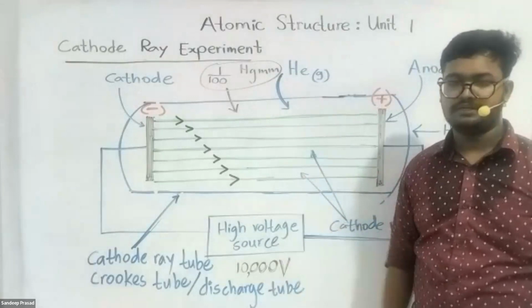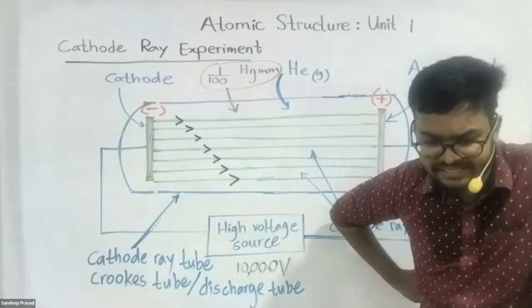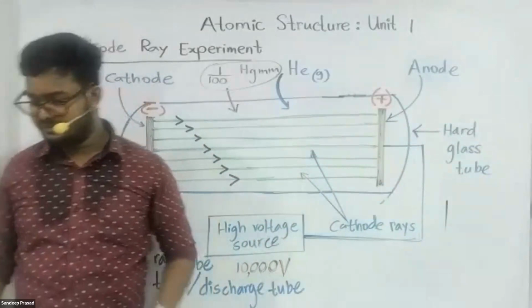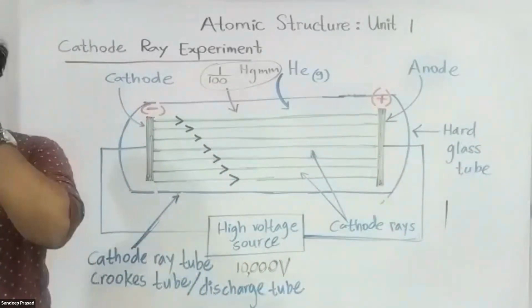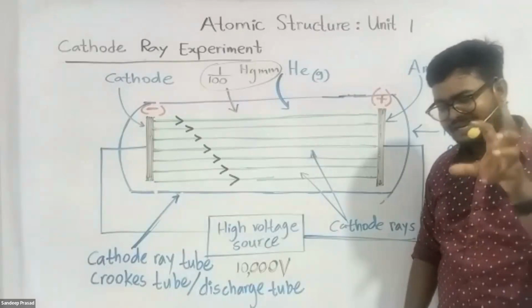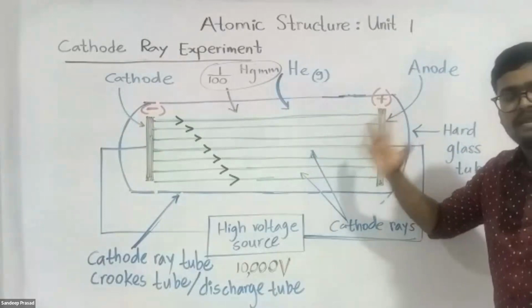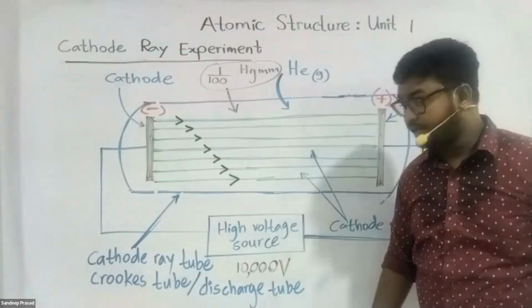There was a scientist known as JJT. JJT means J.J. Thomson. So the scientist J.J. Thomson was very eager to find out what these green color radiations are. He was more eager to find out what those radiations were than the other scientists. Understood?